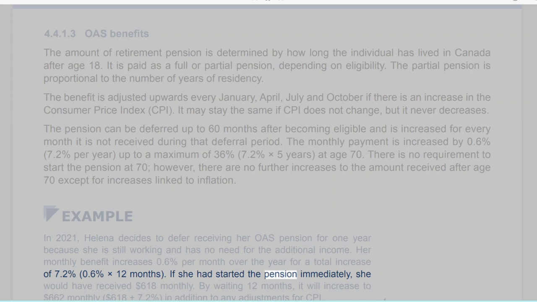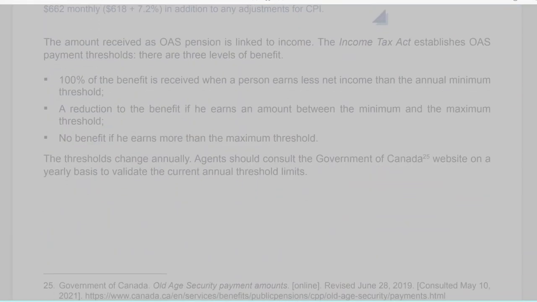If she had started the pension immediately, she would have received $618 monthly. By waiting 12 months, it will increase to $662 monthly, $618 plus 7.2%, in addition to any adjustments for CPI.